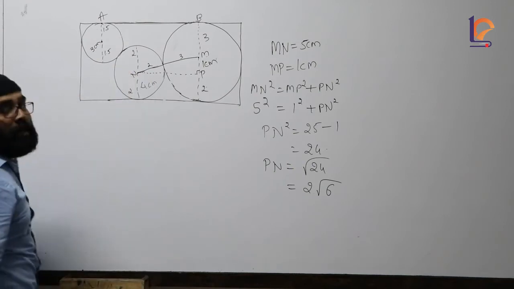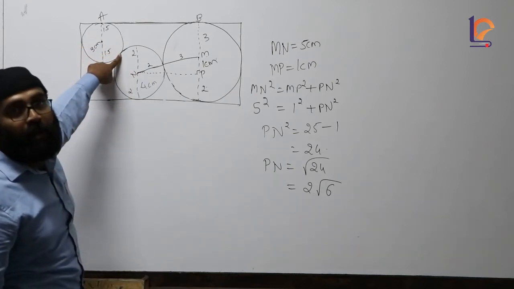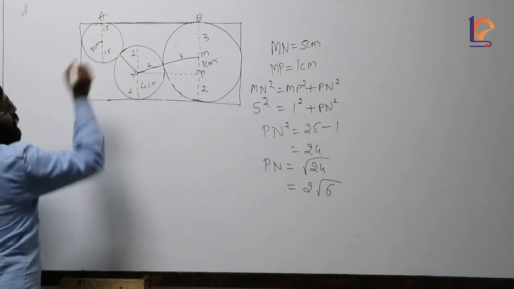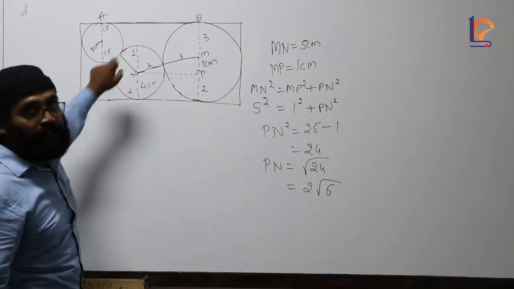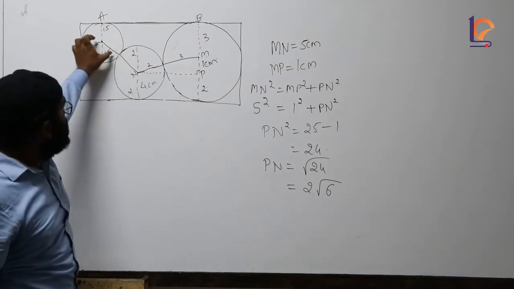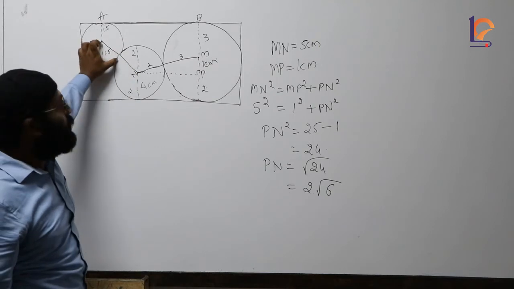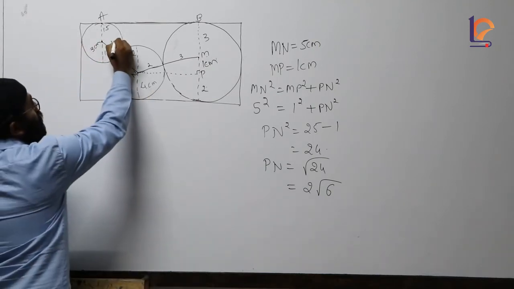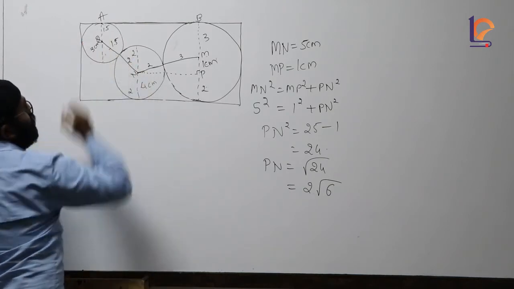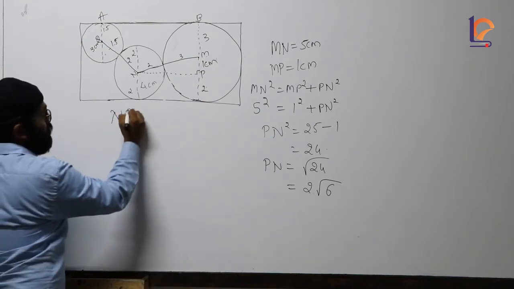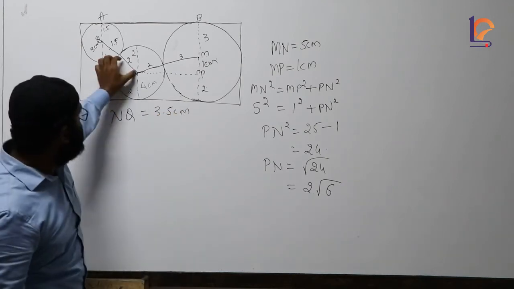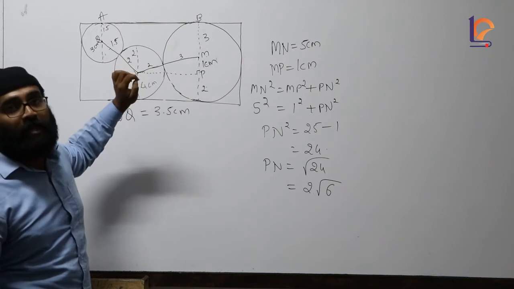When I join the radius of these two circles, at this point, it's a tangent. So it will form a tangent. When I draw this radius, this is the point of tangent. Similarly, for this circle, here it's a point of tangent. This is the radius of one circle and this is the radius of another circle. So this is 1.5, this is 2. I can take this as Q. NQ is 3.5 centimeter. This is 2 and this is 1.5. So totally it is 3.5 centimeter.